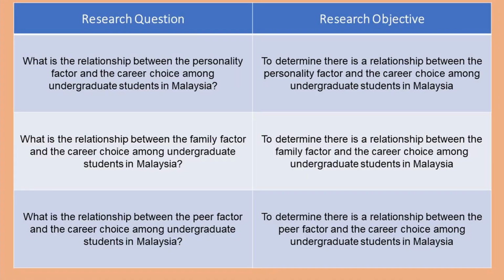Then we will move to the research questions and research objectives. There are three objectives in this study. First, to determine the relationship between personality factors and career choice among undergraduate students in Malaysia. Second, to determine the relationship between family factors and career choice among undergraduate students in Malaysia. Third, to determine the relationship between peer factors and career choice among undergraduate students in Malaysia. While the research questions are the reflections of the research objectives.